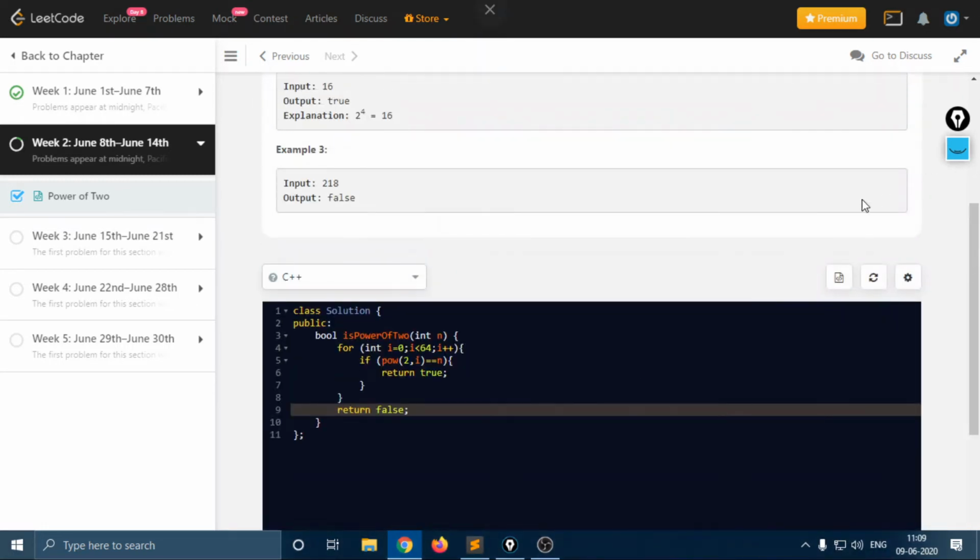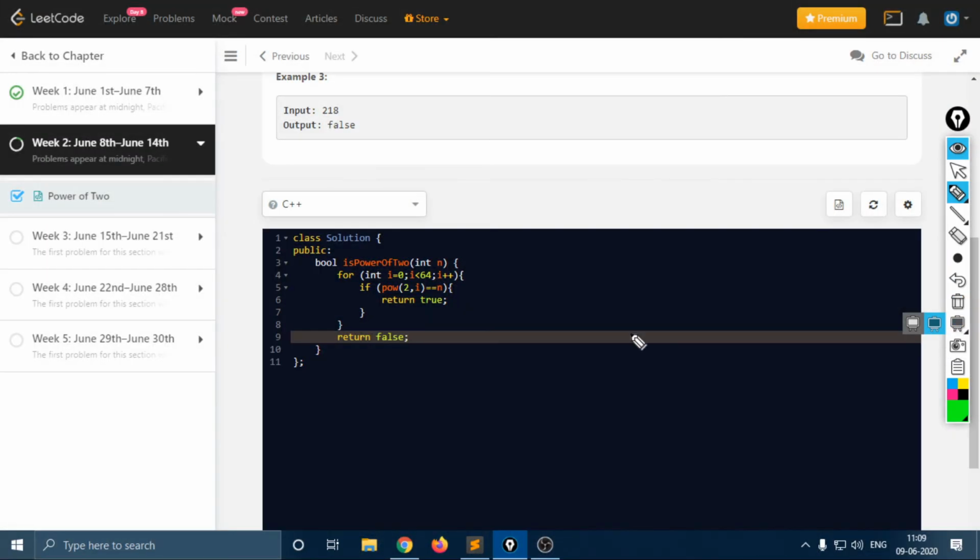So we got the correct answer. Now I'll describe what I have coded. So first of all, I have iterated this. What I am trying to do is I am checking all 2 to the power 0 to 2 to the power 64.